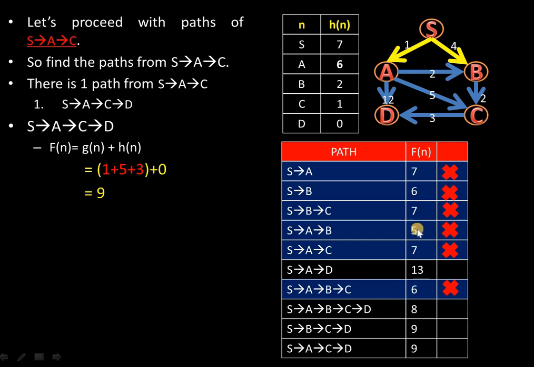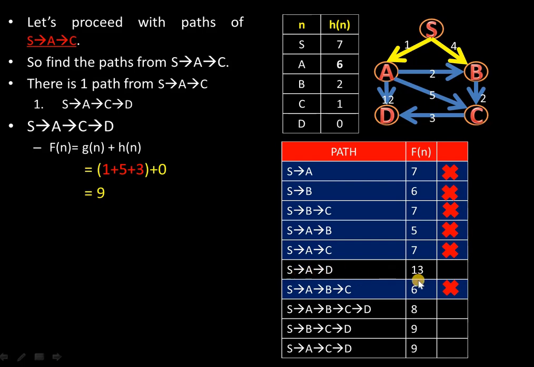Now check what exists. Okay, see, we have checked all the possible paths in this particular graph. So we have removed all these shaded elements from the list, and what remains in the list are the paths leading from S to D. And see, now what we have to do is find the shortest, which is this.